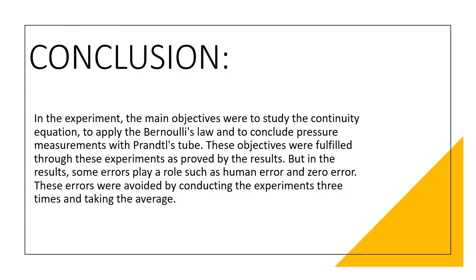Conclusion. In the experiment, the main objectives were to study the continuity equation, to apply Bernoulli's law, and to conduct pressure measurements with the Prandtl tube. These objectives were fulfilled through the experiments as proved by the results, but in the results some errors play a role, such as human error and zero error. These errors were avoided by conducting the experiments 3 times and taking the average.